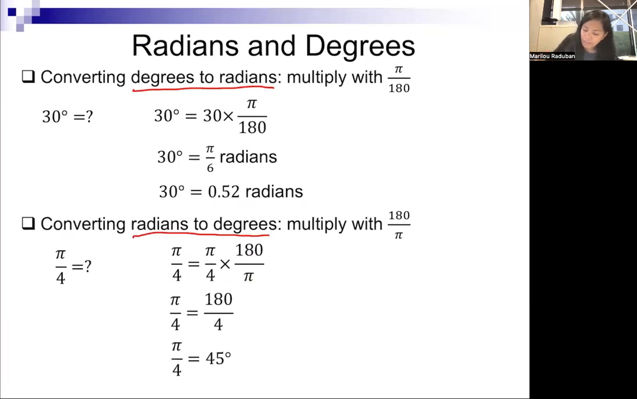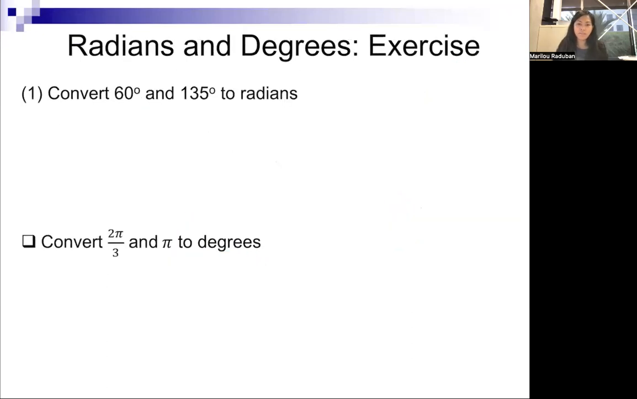Right. So I guess these will be very useful conversion factors that I would encourage you to put in your formula sheet that you're building for the exam. Converting degrees to radians, multiply with pi over 180; radians to degrees, multiply with 180 over pi. Right, so just try this exercise here. Convert 60 degrees and 135 degrees to radians, and then try to convert 2 pi over 3 and pi to degrees.